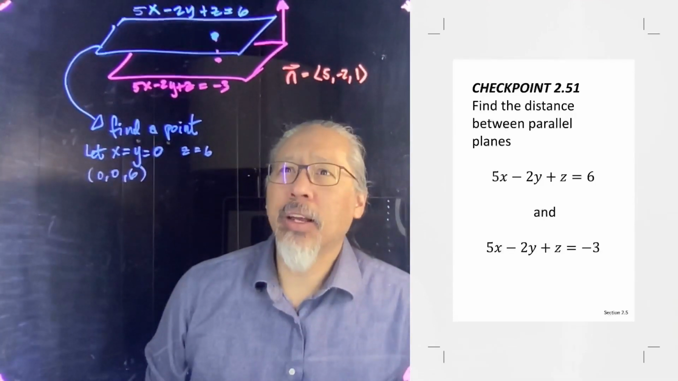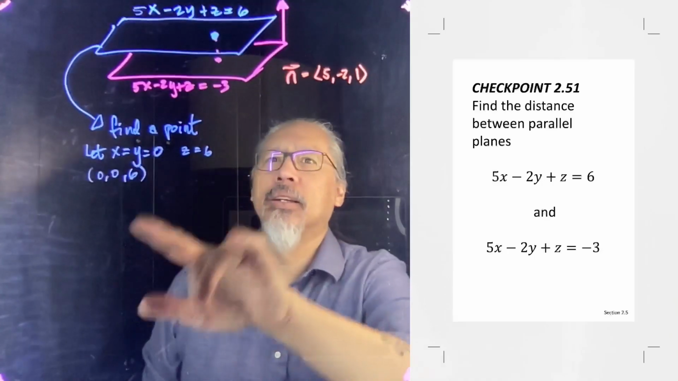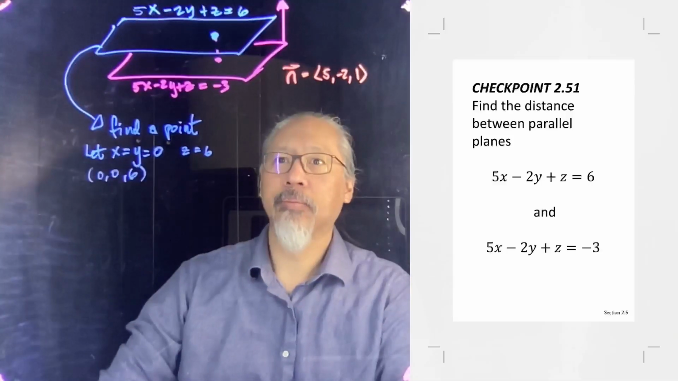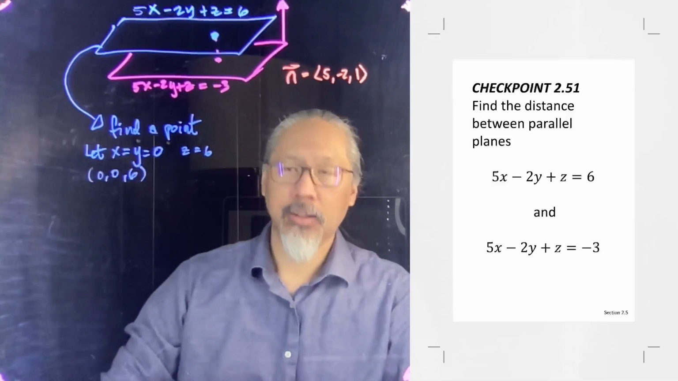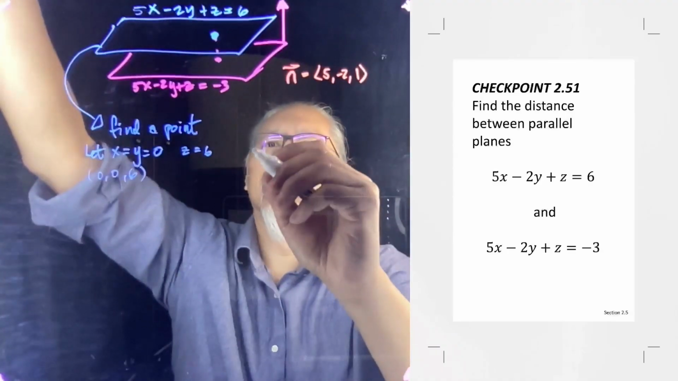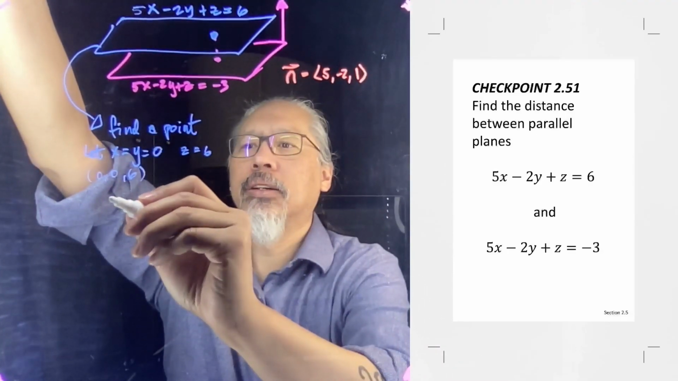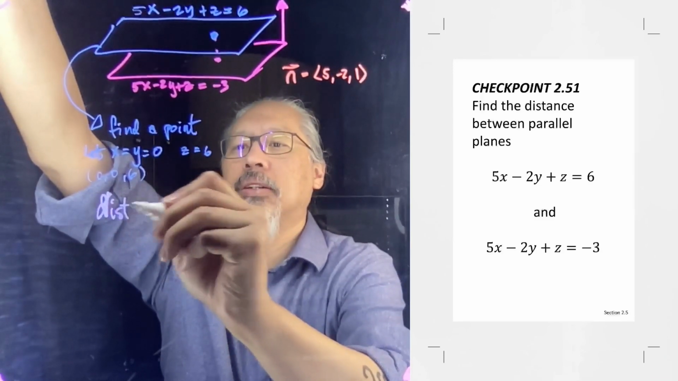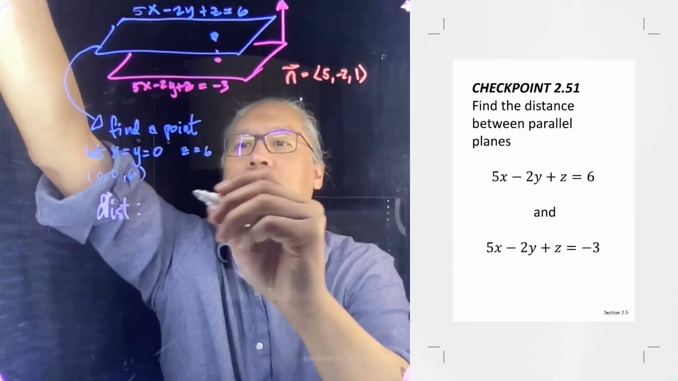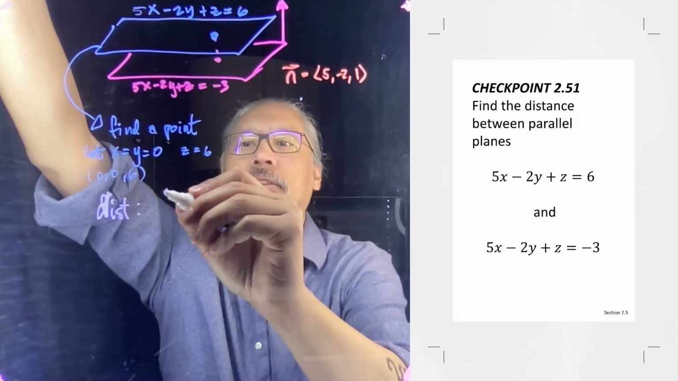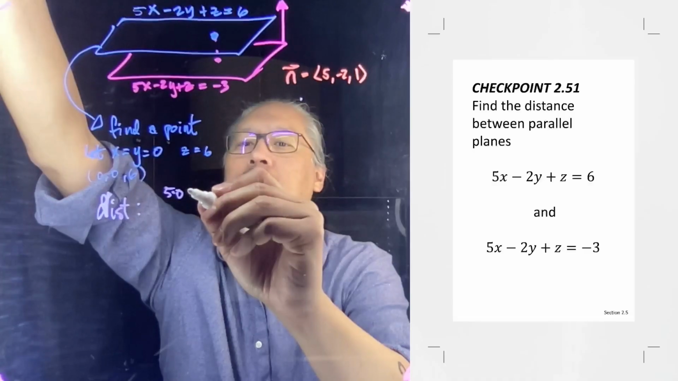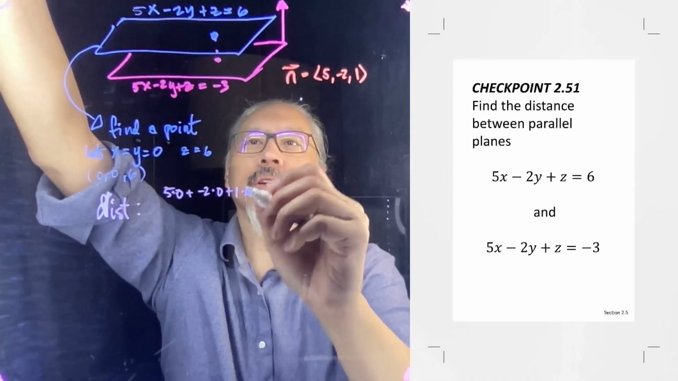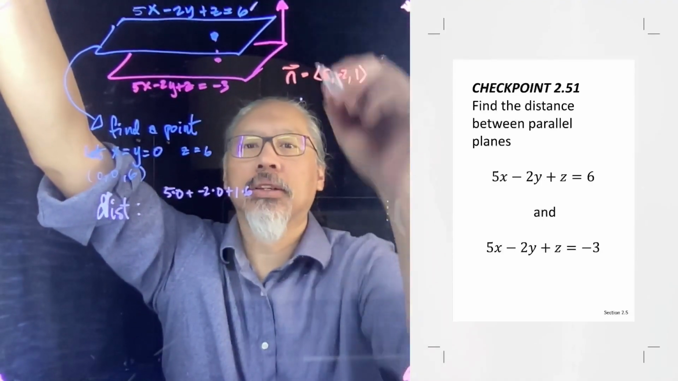Okay, so now that we have the point 0, 0, 6, we just find the distance between that point and the plane. Let's use the distance formula for that. The distance formula tells us that we're going to dot this with the normal vector, so it'll be 5 times 0 plus -2 times 0 plus 1 times 6. Again, the dot product should equal 6 because of this. That's not a coincidence.